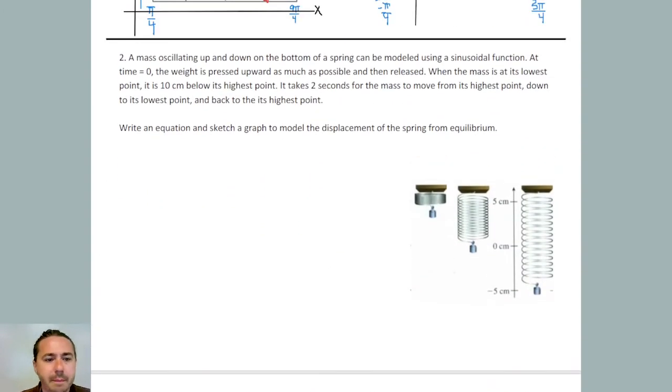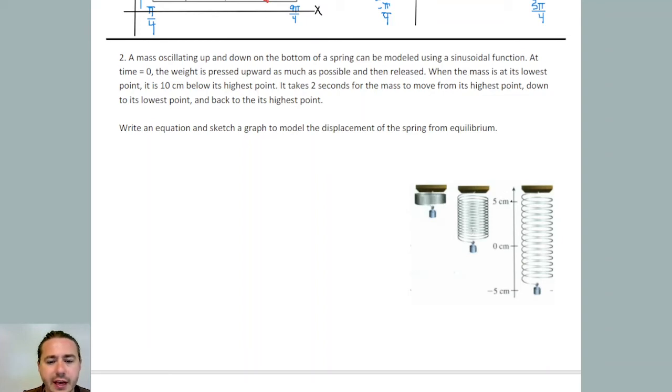Number 2 says a mass oscillating up and down on the bottom of a spring can be modeled using a sinusoidal function. At time equals 0, the weight is pressed upward as much as possible and then released. So that means we're going to be starting like at the maximum displacement. When the mass is at its lowest point, it's 10 centimeters below its highest point. That tells us that the amplitude is going to be 5, as you can see from this little diagram here.